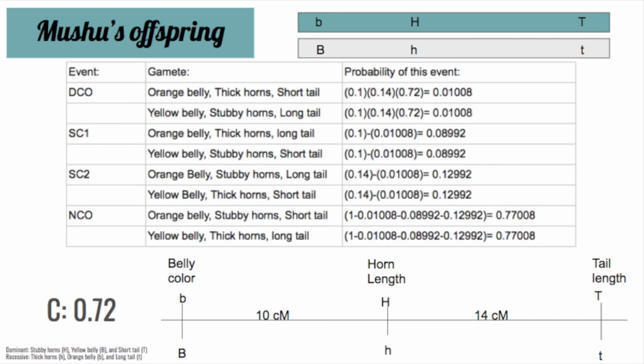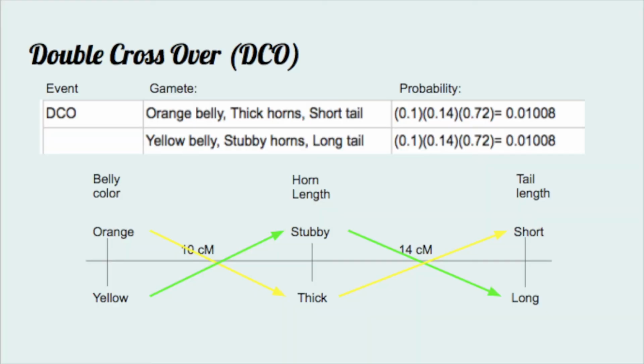Here we have a chart showing the different types of events, the possible gametes, and the probability of these events occurring. The 4 different types of events we have are double crossover, single crossover 1, single crossover 2, and no crossover. The first event we will talk about is the double crossover.